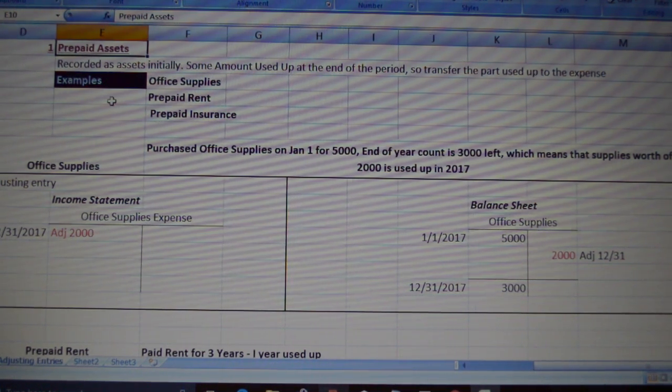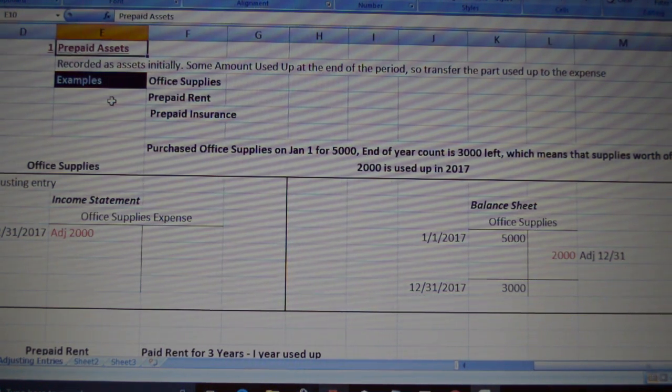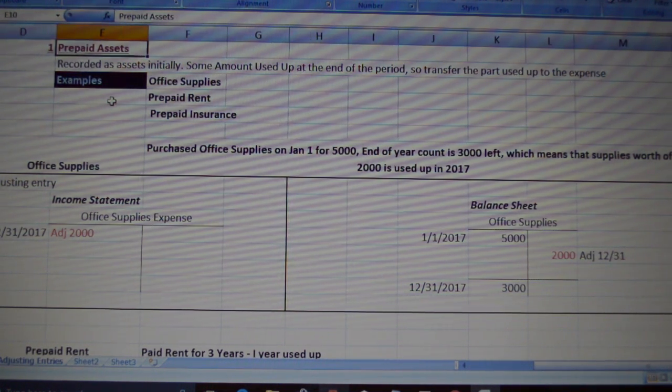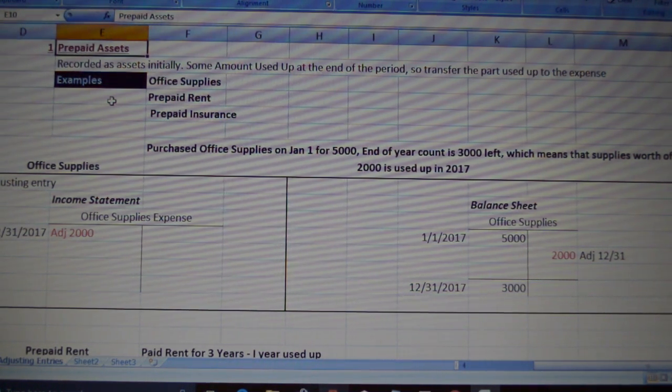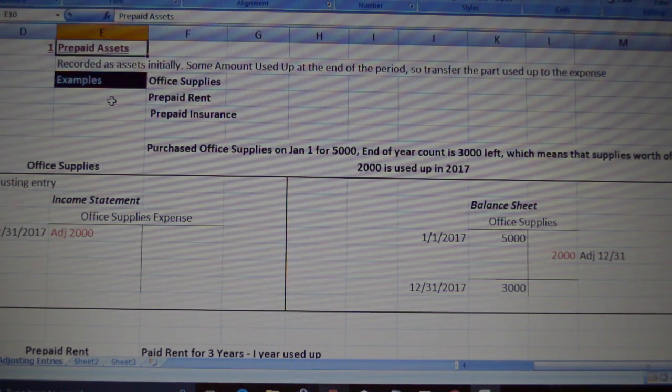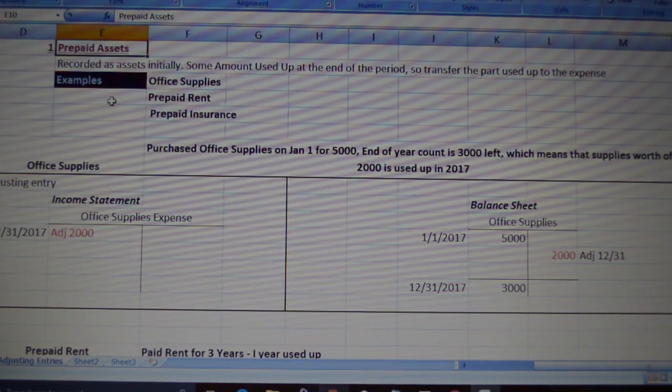Let's take an example of office supplies first. So the company purchased office supplies on January 1 for $5,000. By the end of the year, there are only $3,000 left in the inventory of the office supplies, which means that the supply worth $2,000 is used up during the year of 2017. So let's do the T accounts for that.